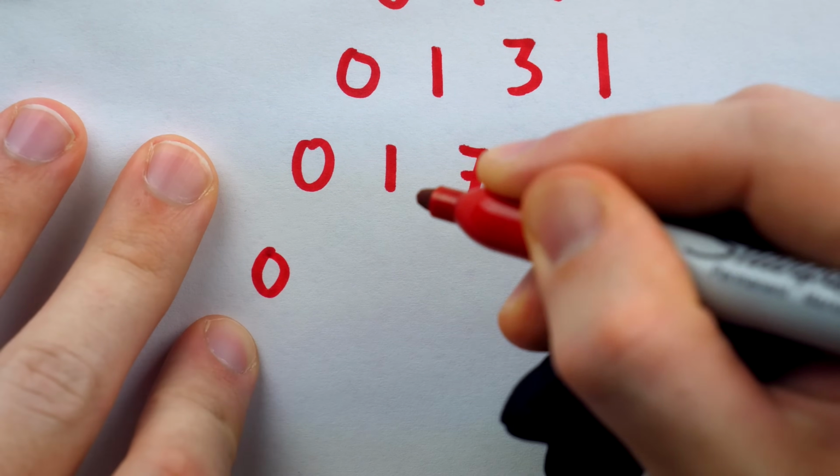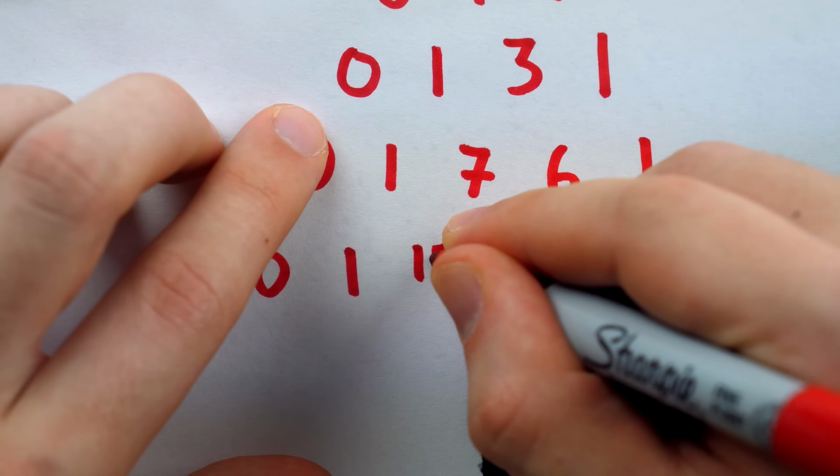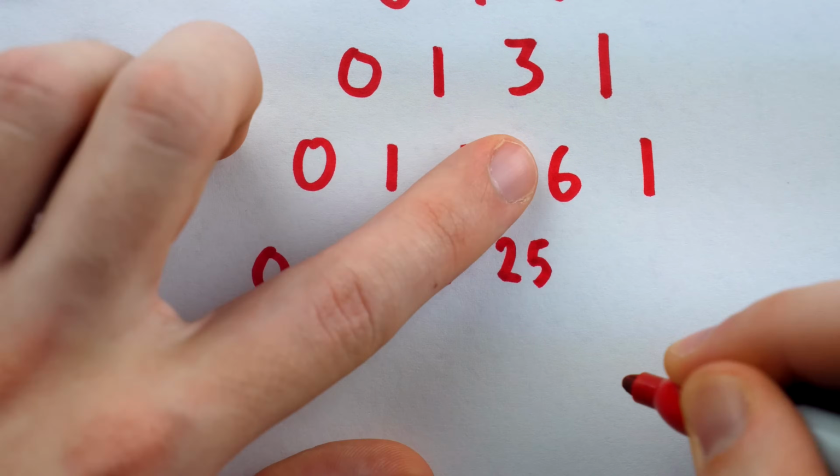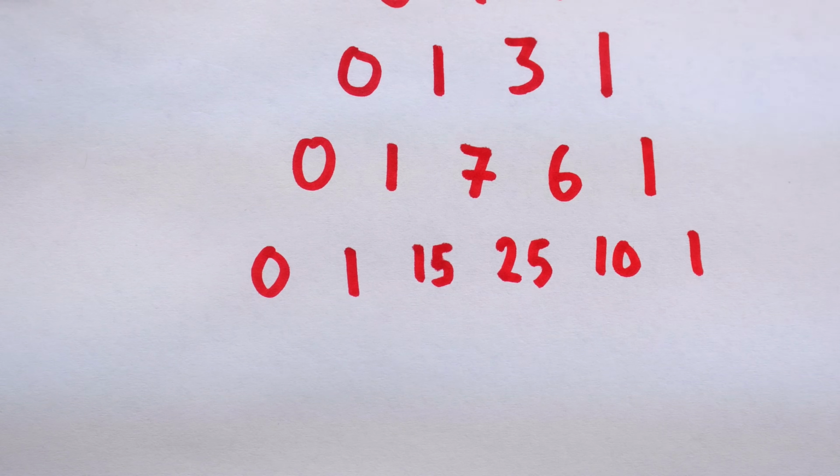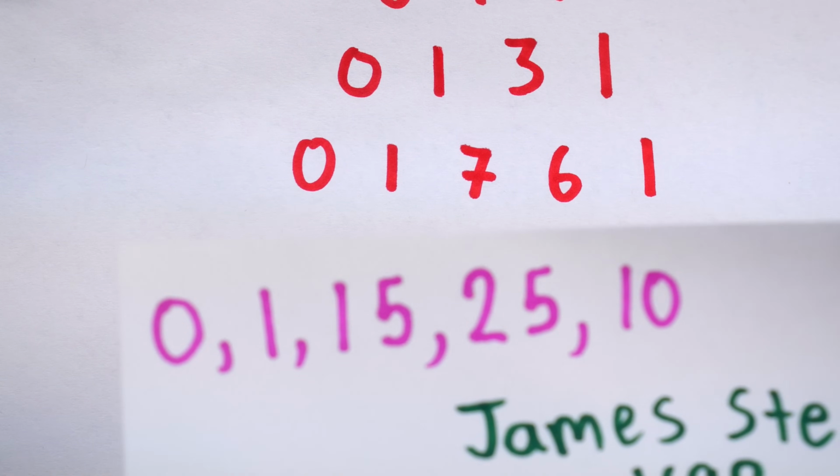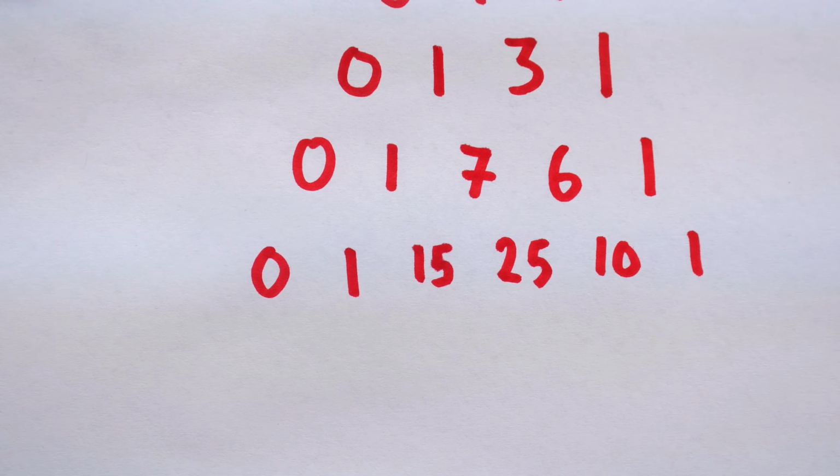Quickly, let's just do one more row. 0, 1, 1 plus 2 times 7 is 15, 7 plus 3 times 6 is 25, 6 plus 4 times 1 is 10, with a 1 at the end. And now, who brought these numbers together for a playdate? Well, we walk in the shoes of the master.